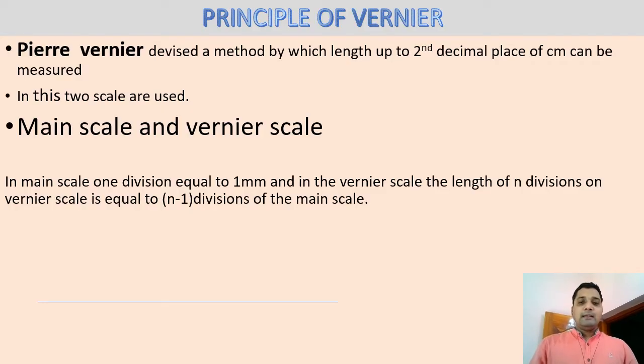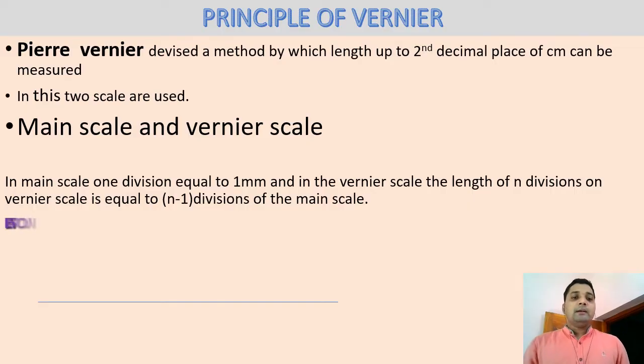And the Vernier scale has some number of lines. The number of lines in the Vernier scale, n, always coincides with n minus 1 divisions in the main scale. That means if 10 lines are given in the Vernier scale, they coincide with 9 lines of the main scale. If 15 lines are given in the Vernier scale, they coincide with 14 lines of the main scale. If 20 lines are given, they coincide with 19 lines of the main scale.